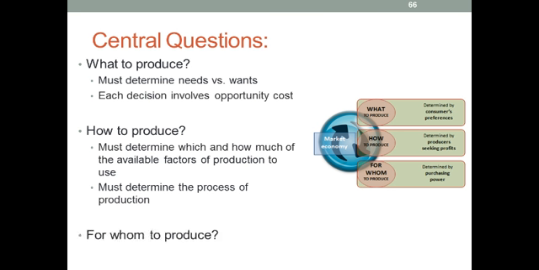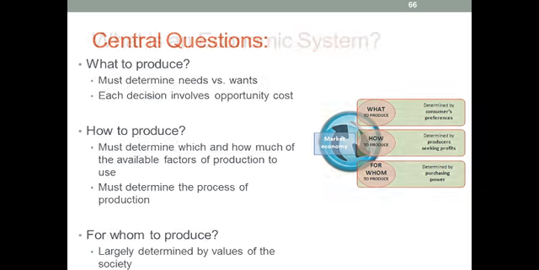And then, for whom do we produce? Who's going to consume all of these things that we make? This is largely determined by the values of a society. And over here on the right, you see this lovely little graphic that I found online, which I thought was kind of cool. But this breaks it down. All right, so what to produce. This is determined in a free enterprise system, or in our system, by consumers' preferences. How to produce. This is determined by the producers that want profits. And for whom to produce, that depends on purchasing power. Okay, so that's another way for you to think about these central ideas.